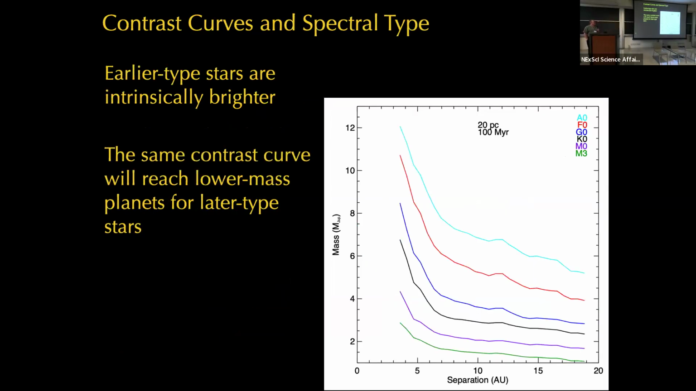If now I change the spectral type of the star, going from an A0 to an M3: earlier type stars are intrinsically brighter, and so the contrast ratio is less favorable to me. So I can only get higher mass planets that are bright enough to be seen below the noise of my instruments. But if I turn down the brightness of the star, go all the way down to M3, I can start reaching 1 or 2 Jupiter mass planets with that same contrast curve.